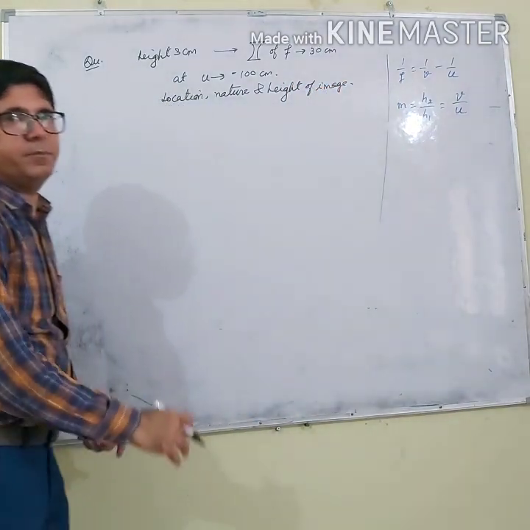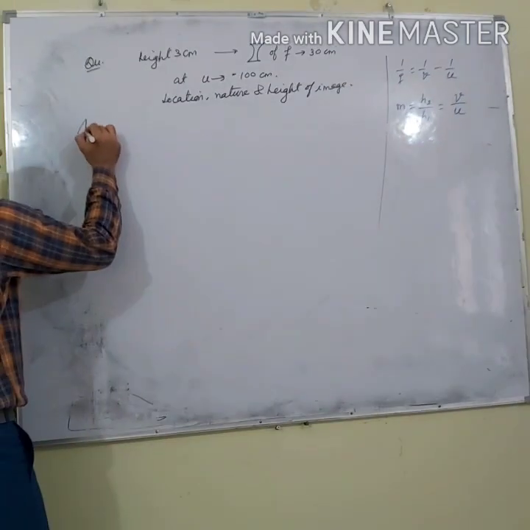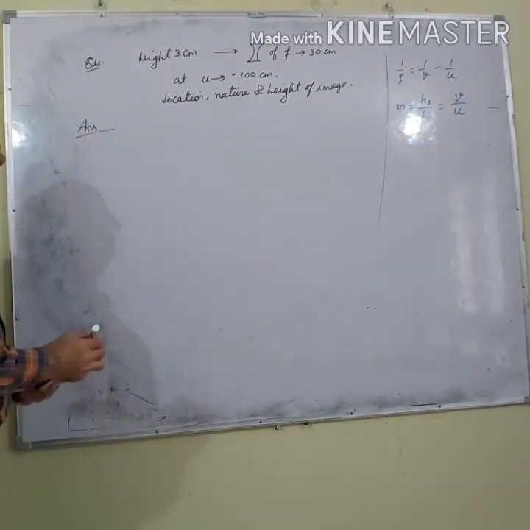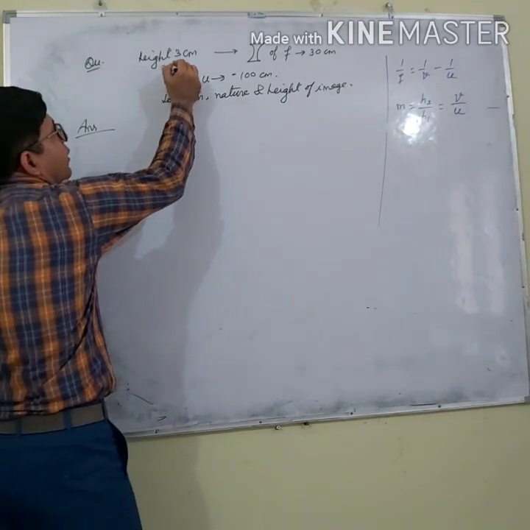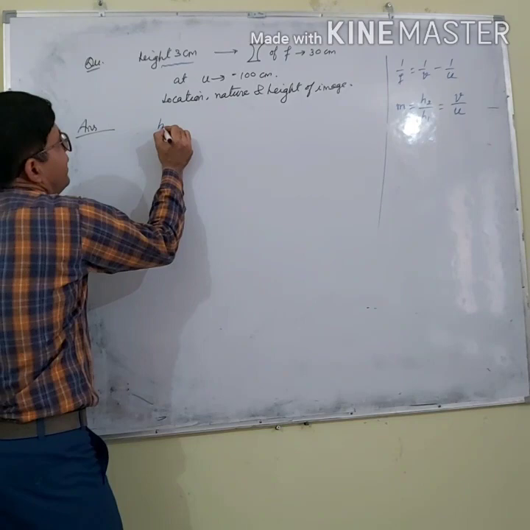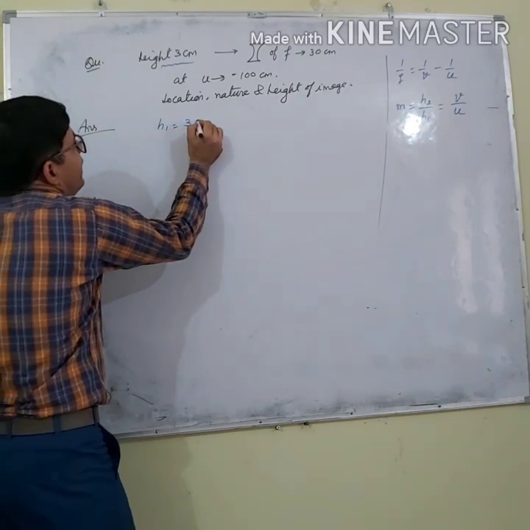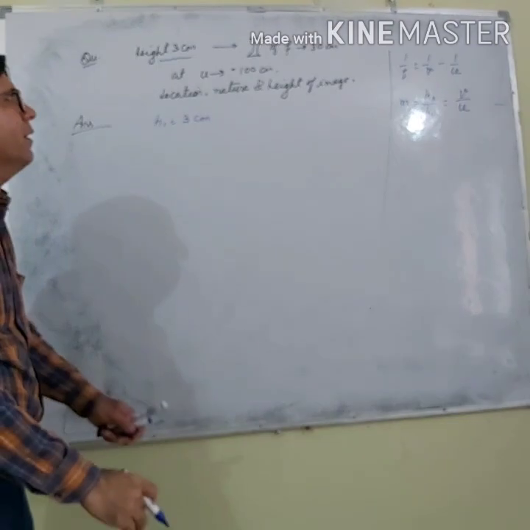Are you ready? So let's start. What is given here? Height of object. This is the height of object. It is 3 centimeter. So h1 equals 3 centimeter.